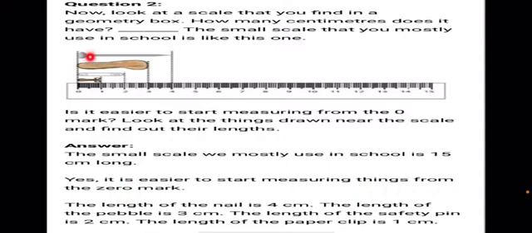Now the length of the nail is 4 centimeter. The length of the pebble is 3 centimeter. The length of the safety pin is 2 centimeter and the length of the paper clip is 1 centimeter.